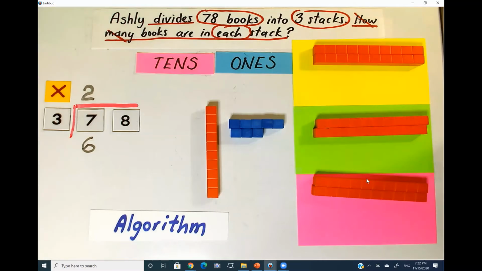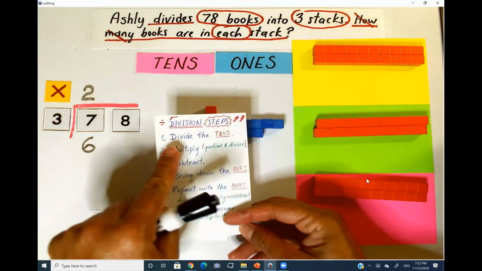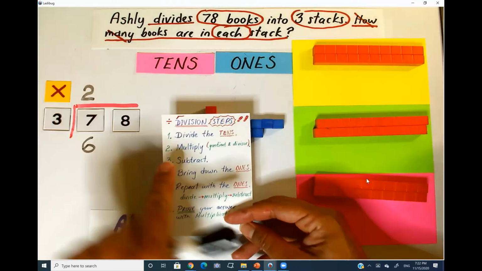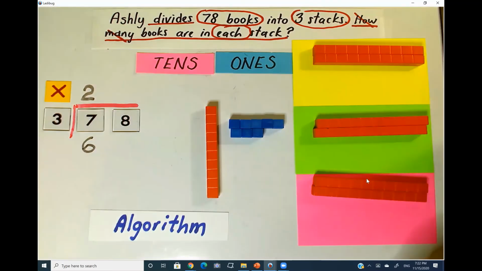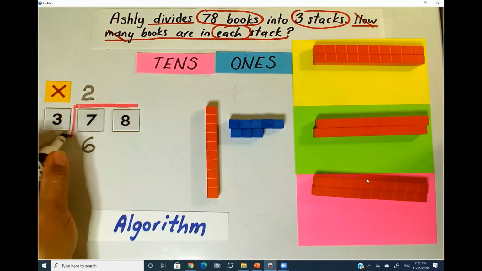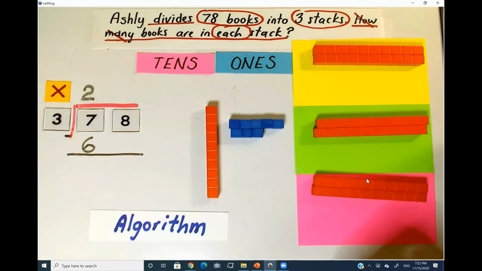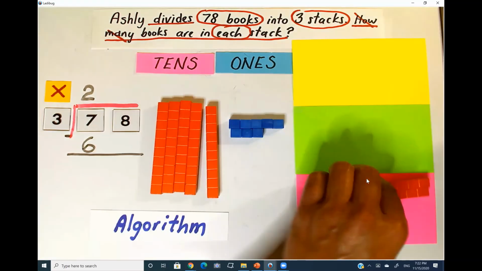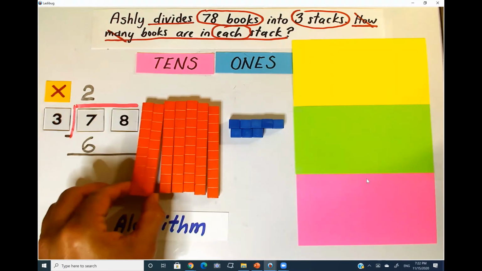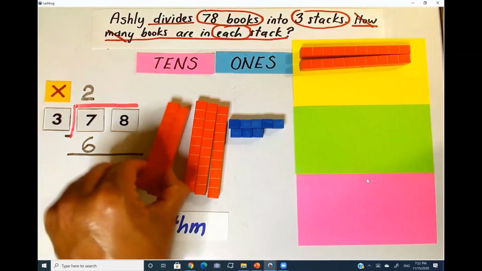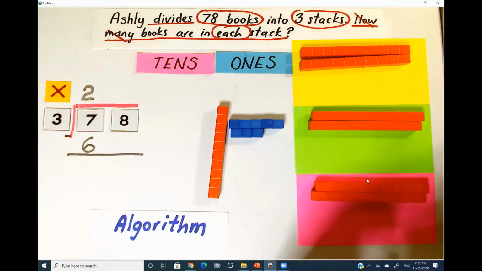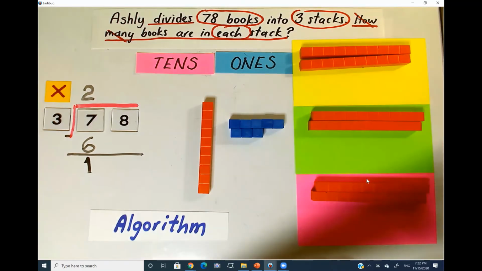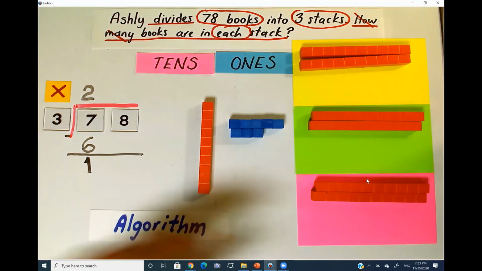Now, the next step, that was step number 2: multiply the quotient and the divisor. 3 times 2 is 6. Now, the next step is subtract. Why am I going to subtract? Because I gave 6 tens away. So let me do it again. I have 7 at the beginning, right? I gave 6 away, 2, 4, and 6, and I have only 1 ten left without still dividing it into the 3 groups. Now I finished that part.